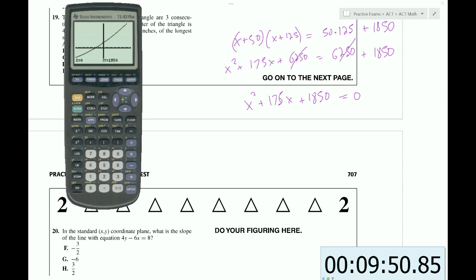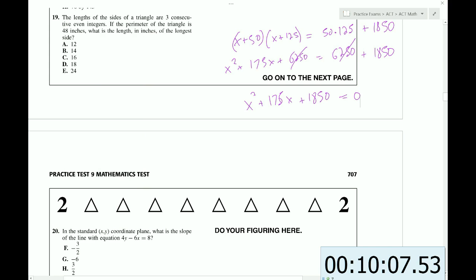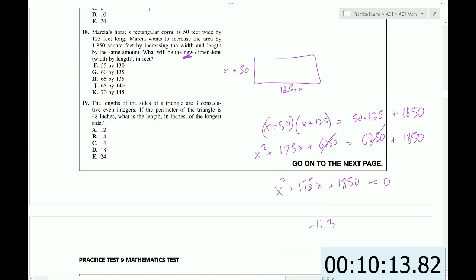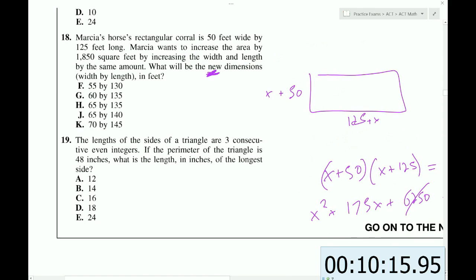So let's find it. So we'll go second calculate 2. We'll go left bound of the root. Enter. Right bound. Enter. Enter. Alright, negative 11.3. Oh boy. Alright, this isn't working out. Let's see what's going on here. Alright. We'll go a new method here.